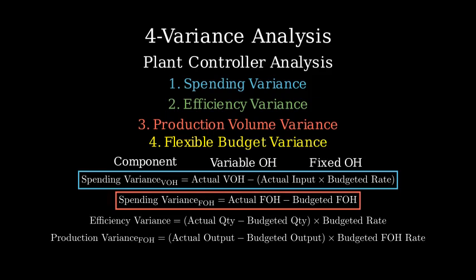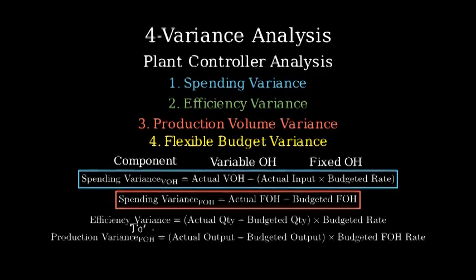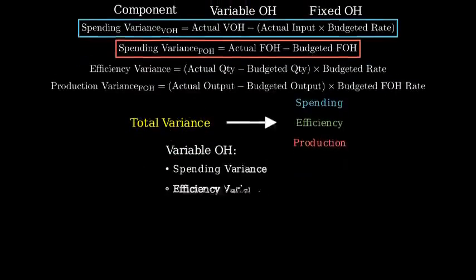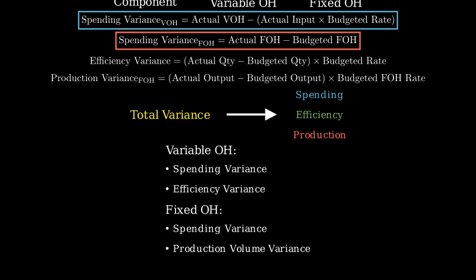Finally, let's look at how all these variances connect. The total variance is the sum of all applicable variances for each overhead type. Remember, for variable overhead, we focus on spending and efficiency variances, while fixed overhead includes spending and production volume variances. Understanding these relationships helps us better analyze and control costs in our plant operations.